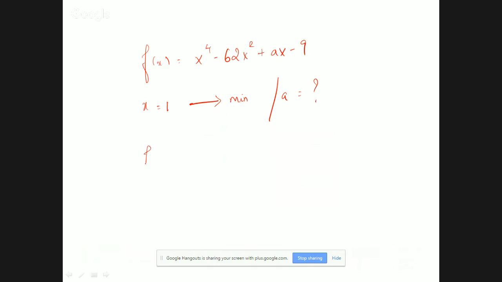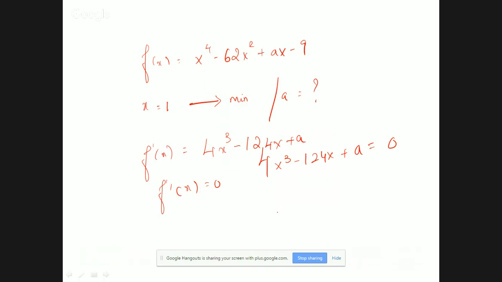What you have to do is first find the first order differentiation of this one, because it is a function with one variable. So no need for partial differentiation. Differentiate it, you will get 4x³ − 124x + a. Now equate f'(x) = 0. So 4x³ − 124x + a = 0. Now it is minimum at 1. So 4 − 124 + a = 0. a is equal to 120.